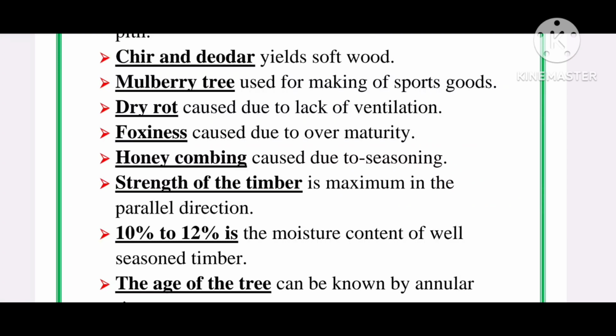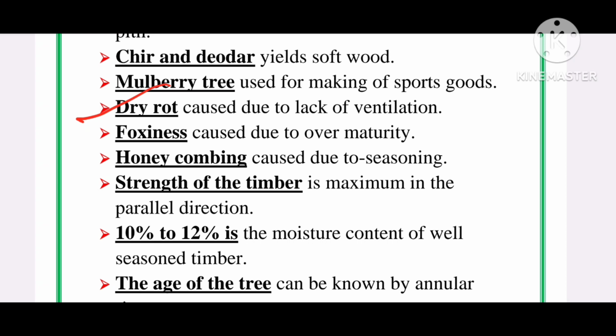Next is dry rot. Dry rot is caused due to lack of ventilation. It is a defect caused due to fungal action. A certain type of fungi attacks wood and converts it into dry form. That is dry rot, and it is mainly due to lack of ventilation.